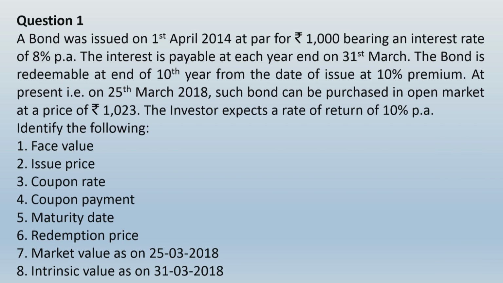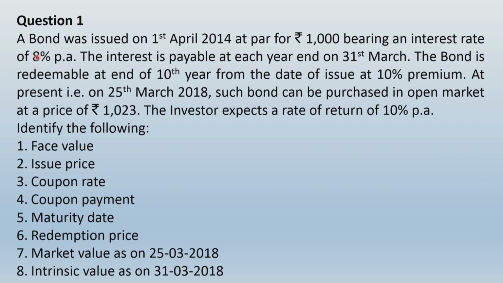Identify the following: face value, issue price, coupon rate, coupon payment, maturity date, redemption price, market value as on 25/3/2018 and intrinsic value as on 31/3/2018. Now friends, the question is asking you to identify all these values, right? So one by one, face value of the bond is clearly appearing as rupees 1000. Issue price of the bond, because the bond is issued at par, is also rupees 1000. Coupon rate of the bond is this 8% per annum.